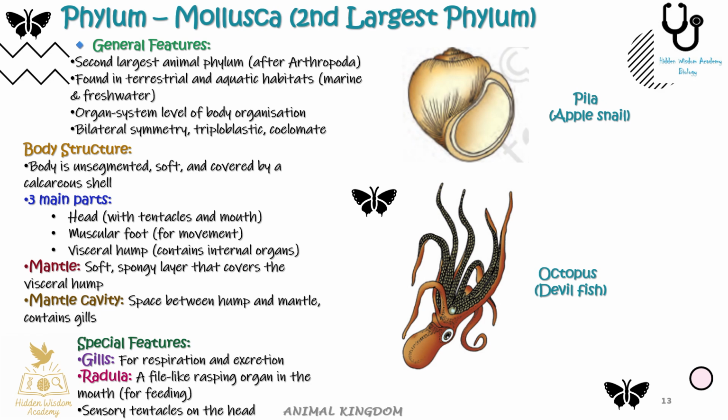A unique feature of mollusks is the radula, a file-like rasping organ present in the mouth, used for feeding. They also have sensory tentacles on the head that help them respond to their surroundings. Phylum Mollusca represents a diverse and fascinating group of animals with specialized adaptations.